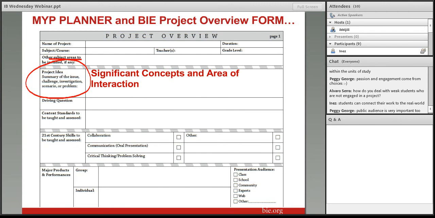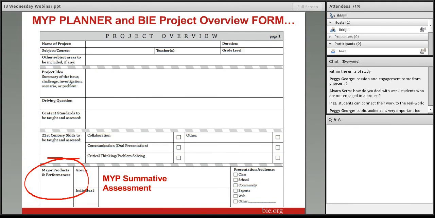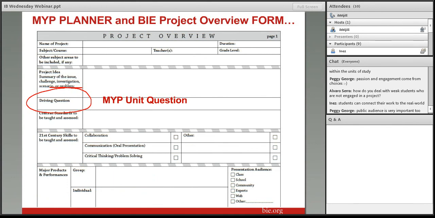So now let's look at how the MYP planner fits within the BIE project overview forms. Our project idea and summary of the issue and challenge are our significant concepts and our areas of interaction blended together to help us develop an MYP summative assessment task, because those will culminate in your MYP unit question, your driving question. It's what builds inquiry in your students. Why would they want to answer this question? Why would they want to unpack this question and create a solution that they want to share with other kids in their classrooms, and how they could make the world a better place by answering this question?